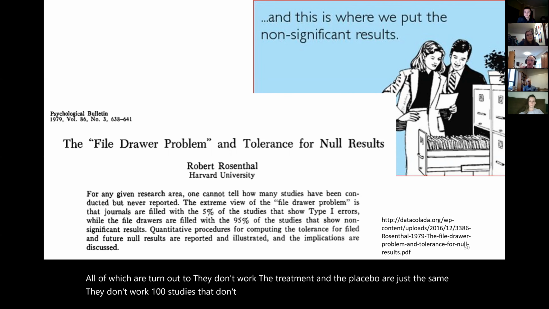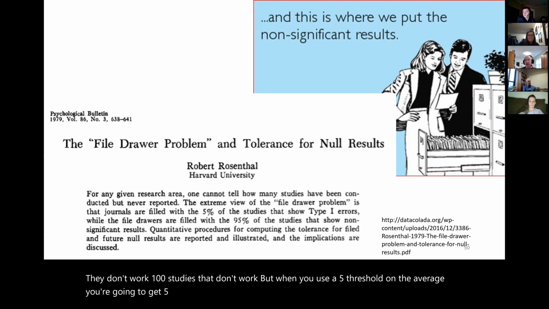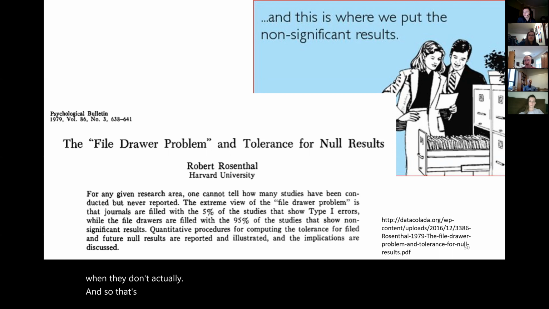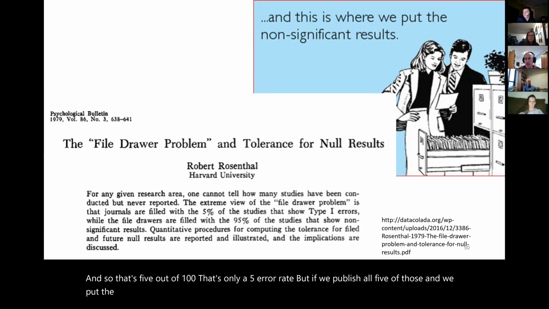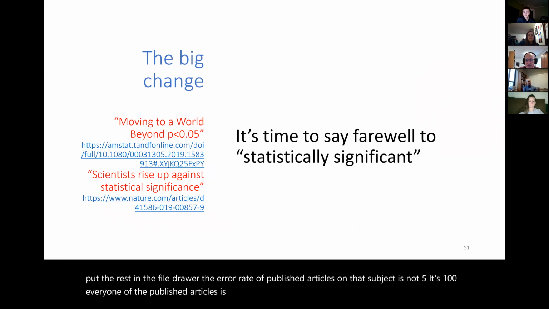But when you use a 0.05 threshold, on the average, you're going to get 5 false positives. You're going to get 5 studies that appear to work when they don't actually. And so that's 5 out of 100, that's only a 5% error rate. But if we publish all 5 of those and we put the rest in the file drawer, the error rate of published articles on that subject is not 5%, it's 100%. Every one of the published articles is something wrong.